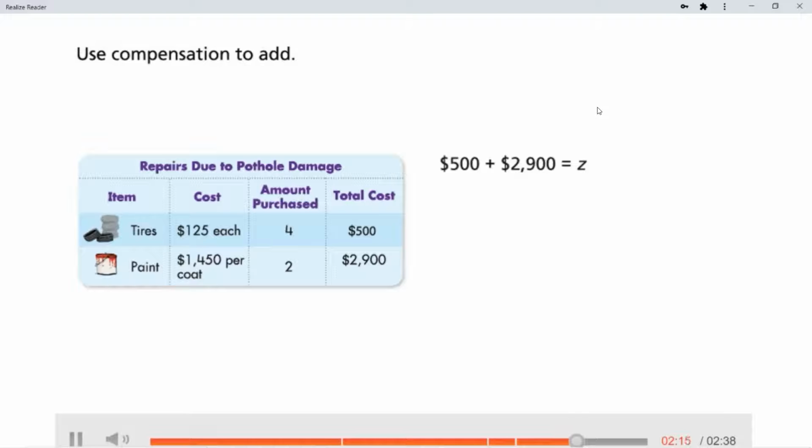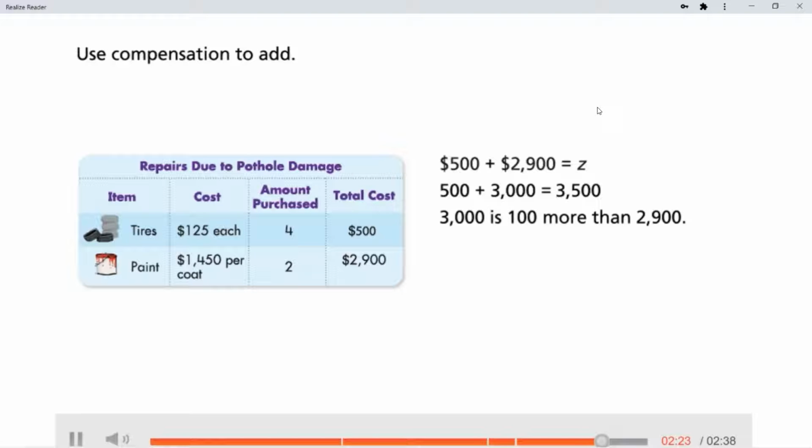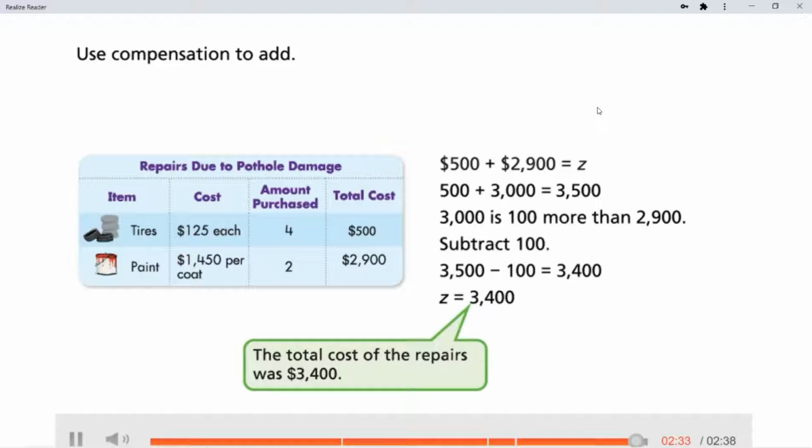Use compensation to add. 500 plus 3,000 equals 3,500. 3,000 is 100 more than 2,900. Subtract 100. Z equals 3,400. The total cost of the repairs was $3,400.